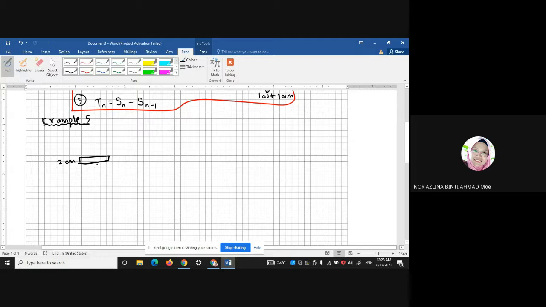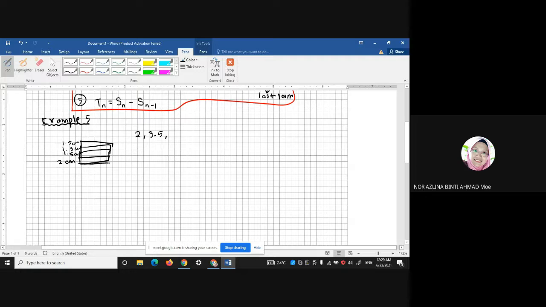However, the subsequent books have the same thickness, which is 1.5 cm. So maknanya dia susun another book, tinggi dia 1.5. Lagi satu buku, tinggi dia 1.5. Naik lagi satu buku, 1.5. Jadi sekarang dia kira sekuen dia start daripada 2 cm, kemudian dia makin naik. Dia naik jadi 3.5.